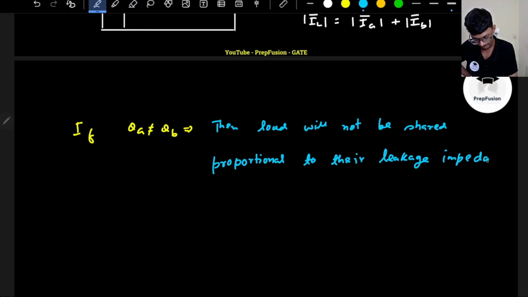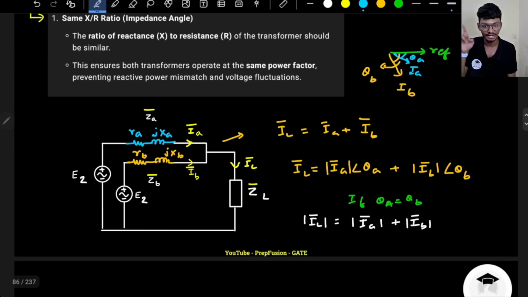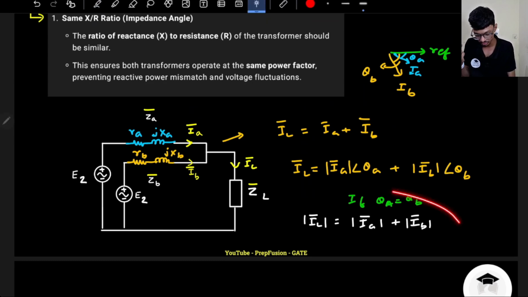Then basically the load sharing will not be equal, nor proportional, nor whatever we had derived in the previous condition. To achieve that, we want x by r to be as close as possible, so that this magnitude condition is satisfied and they share proportional to their rating. This much only you need to know, nothing else.